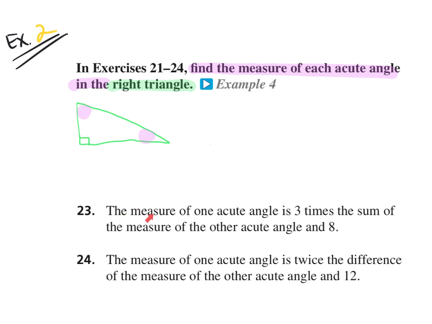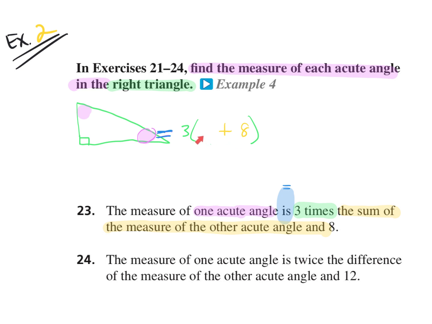All right, what do we know? The measure of one acute angle is, which will be the equal sign, 3 times the sum of something. What are we summing? The other angle and the number 8. All right, these are our two acute angles. So one of them, let's say this one, equals 3 times, and what is 3 being multiplied by? The sum of something. Sum of what? The other angle and 8. So here's 3 times the sum of the other angle and 8.